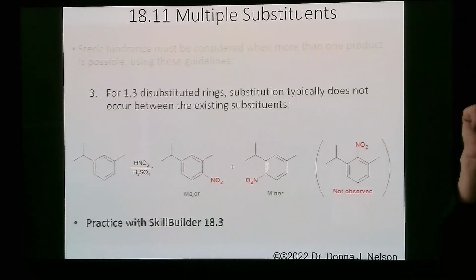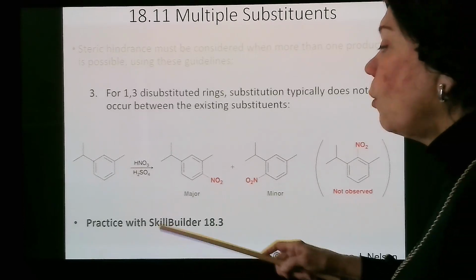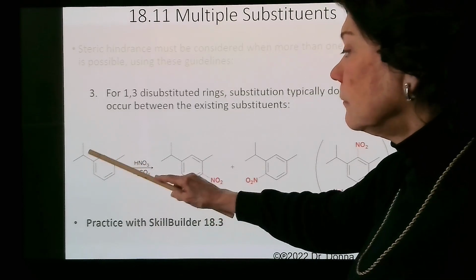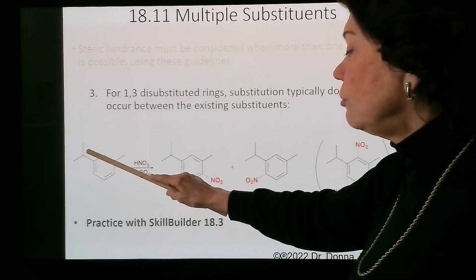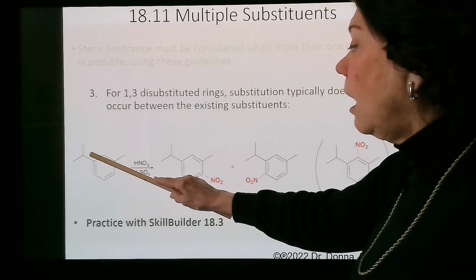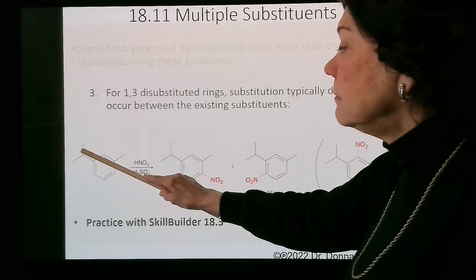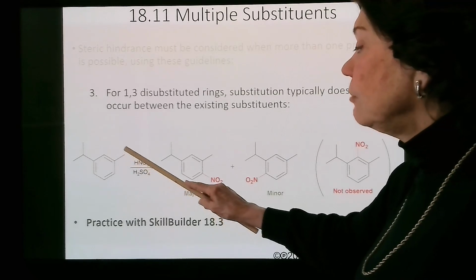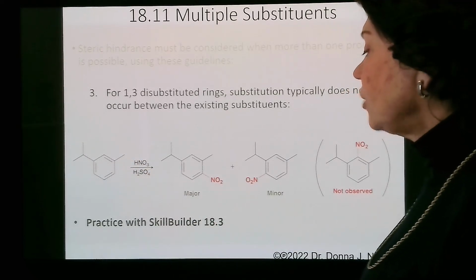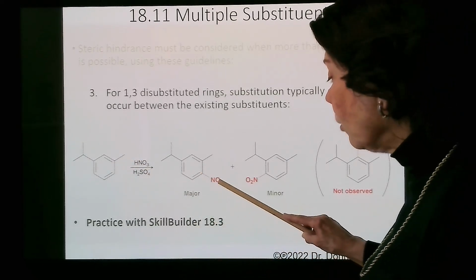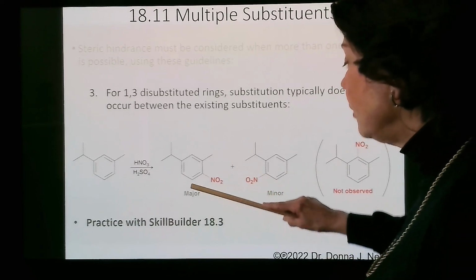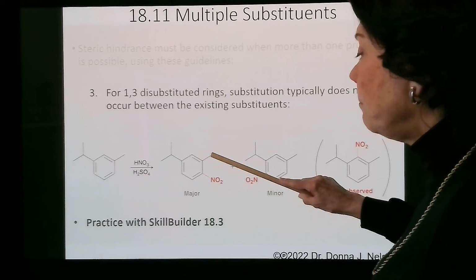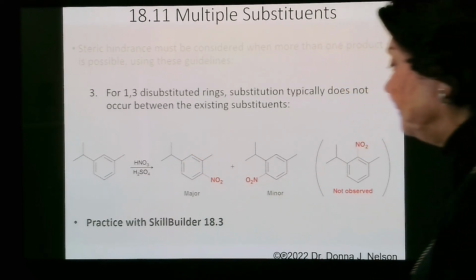And so you just have to consider that you're going to have ortho-para substitution due to this group and ortho-para substitution due to that group. And so this is the ortho and para position. Notice that you have no substitution here because that's meta to both of the groups.